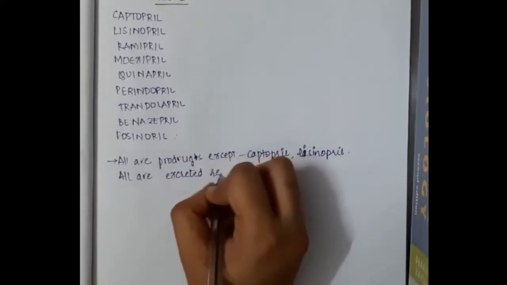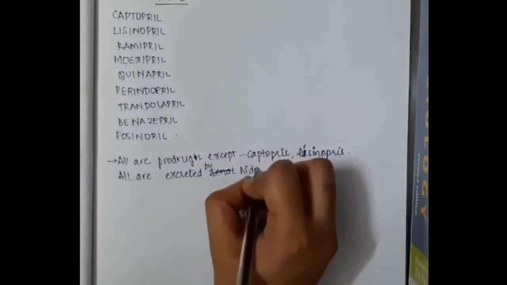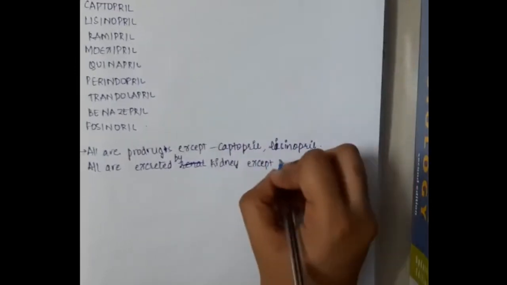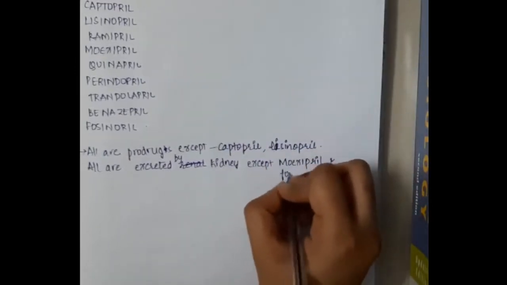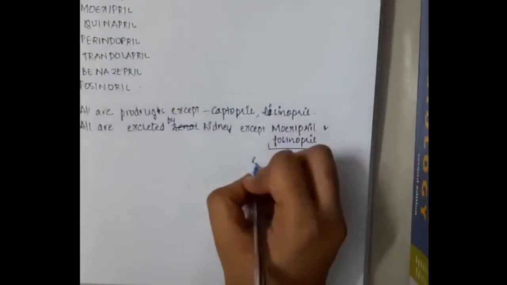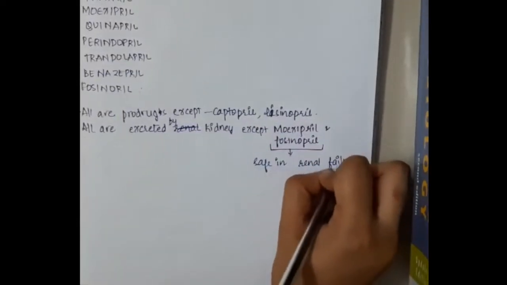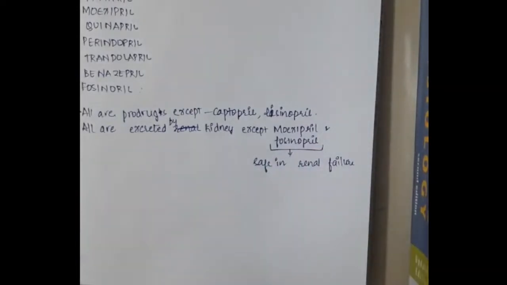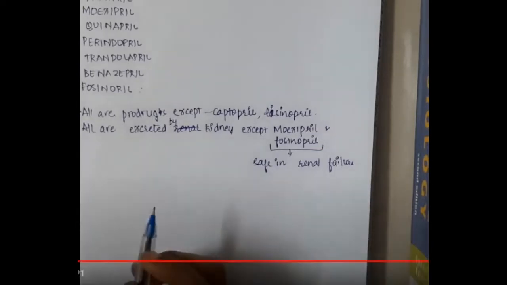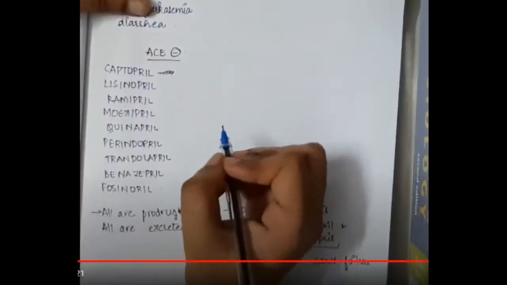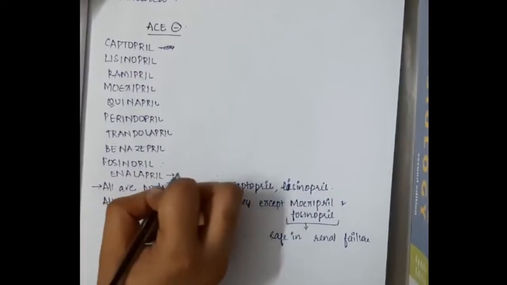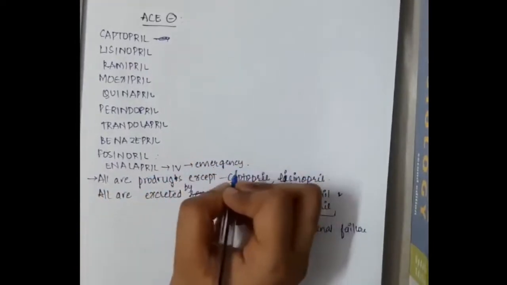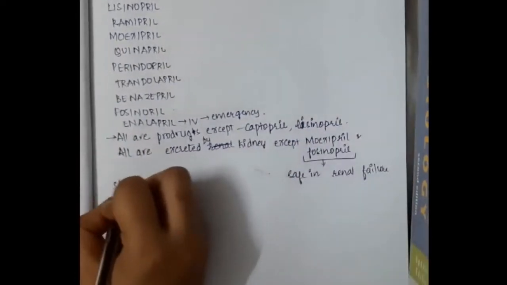All are excreted by the kidney, except moexipril and fosinopril. Moexipril and fosinopril are not excreted by the kidney, so they are safe in renal failure. Now if you see the side effects of ACE inhibitors, one more thing before that, we have enalapril, which is also an ACE inhibitor, which can be used IV in emergency situations. Now the side effects.